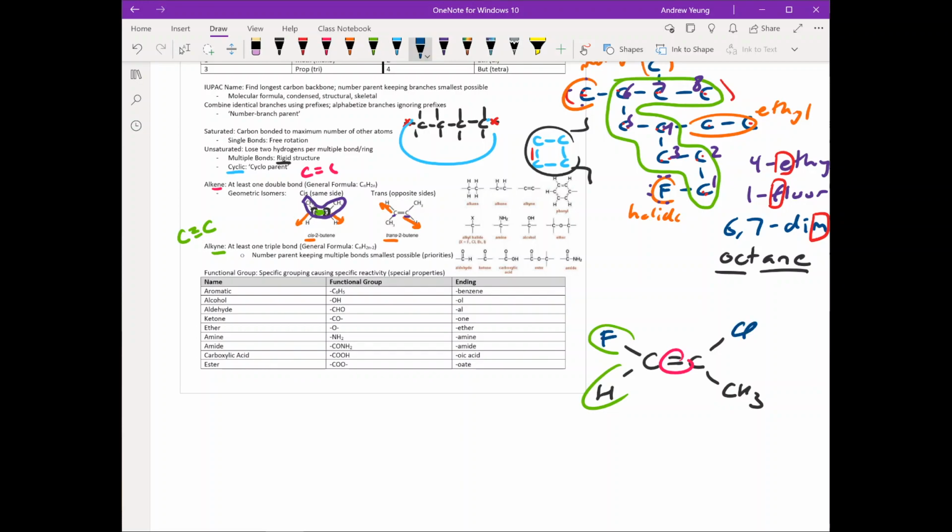Now all the groups are different. Again, in this case here, well, you can't point. Are the similar groups on the same side, both on opposite sides? Well, they aren't similar groups at all. Okay, so definitely no cis or trans.